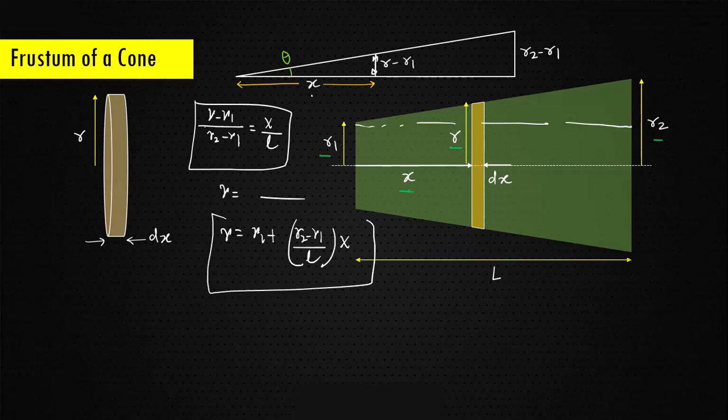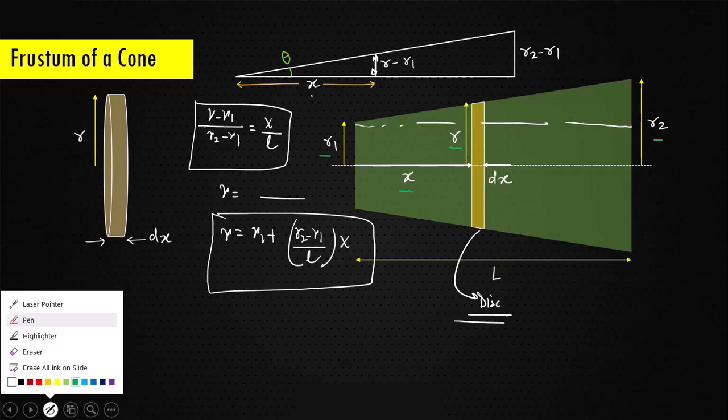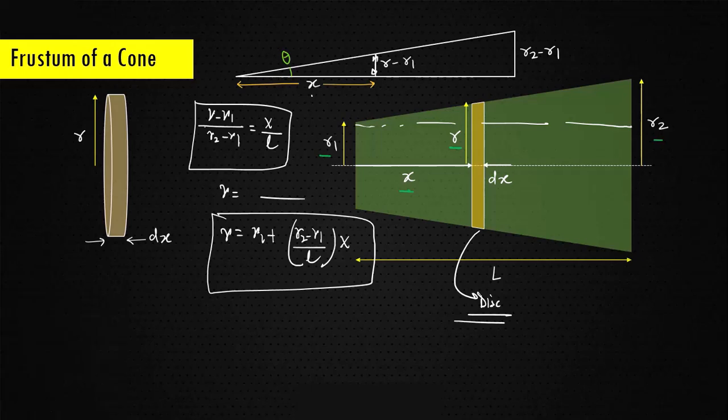Once I calculate this r, that is the radius of this element. So this is the disk element, a disk kind of element. You have to calculate the volume of this disk element. So how to calculate the volume? For calculating the volume, the width of the element is dx. The radius is known. So for this element, what is the volume?